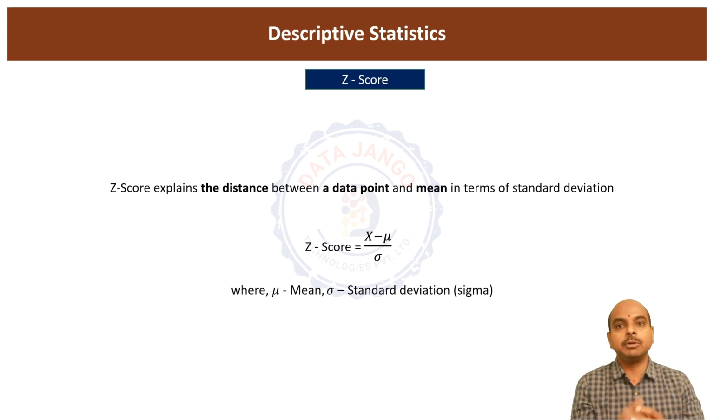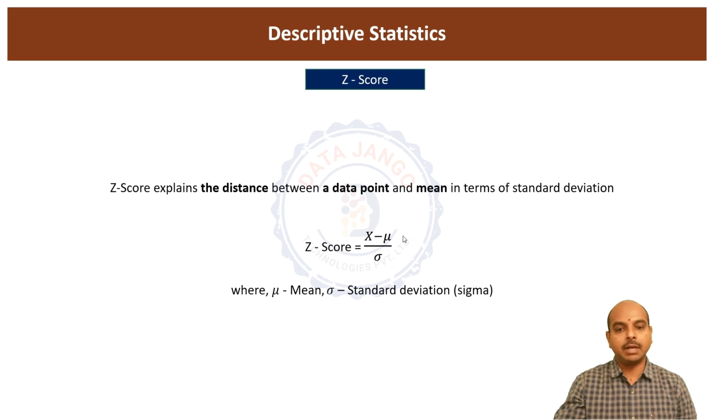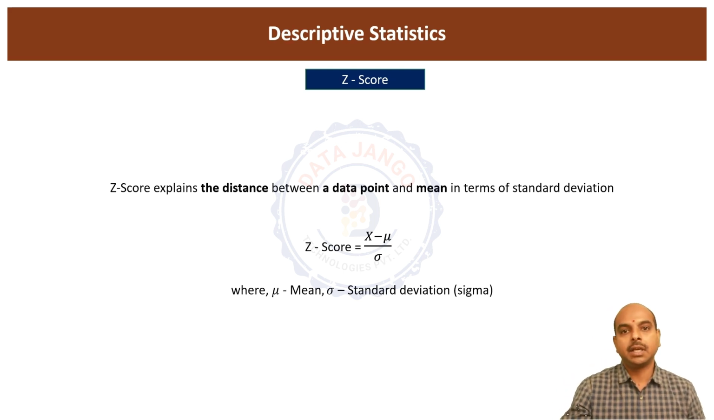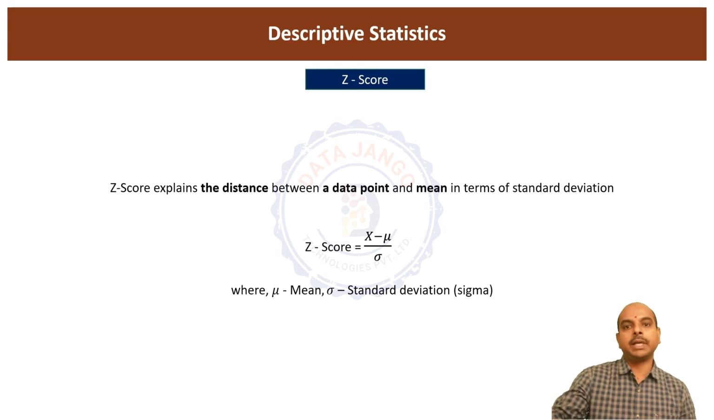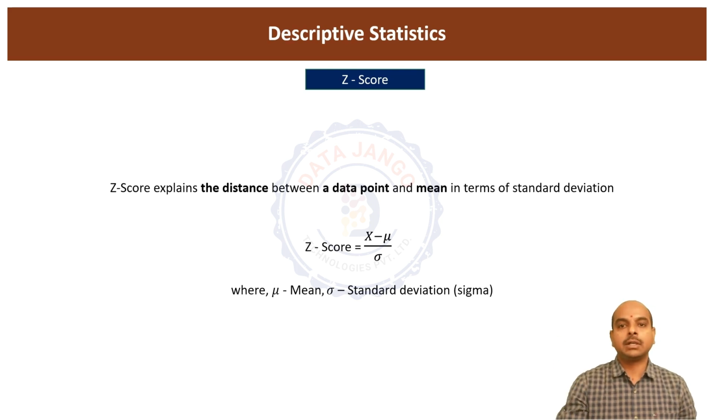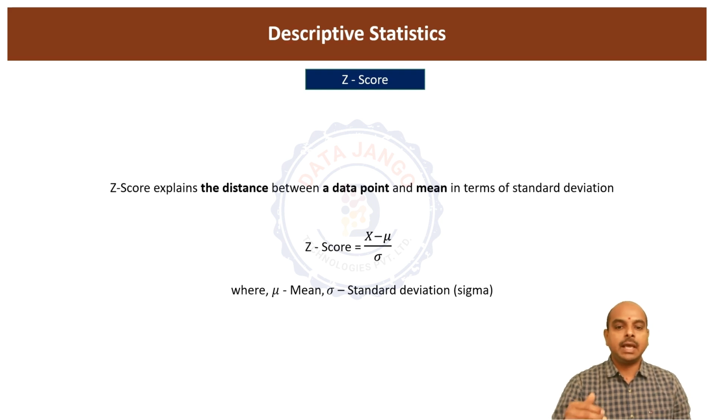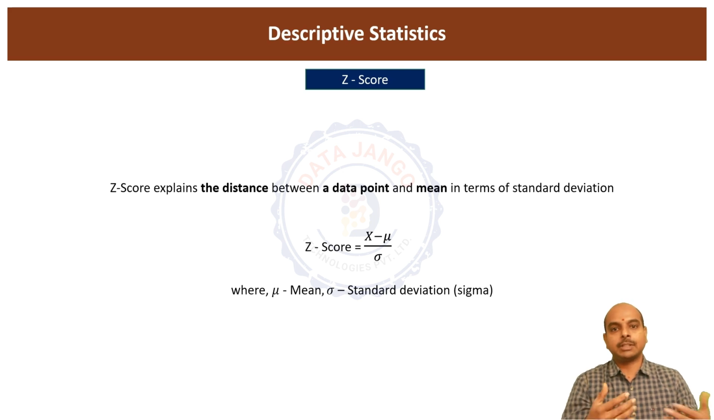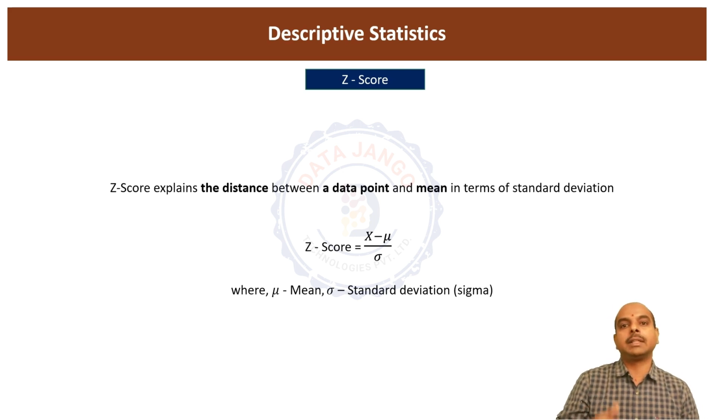That's where the z-score came into place. So if you look at the formula, it is x minus mu divided by sigma. We are taking the distance between x and mean, the data point and mean, and dividing it by the standard deviation. It is like this. If the distance between Hyderabad and Mumbai is 1200 kilometers, and if the distance between Hyderabad and Bangalore is 600 kilometers, if you divide 1200 by 600, you will get 2.